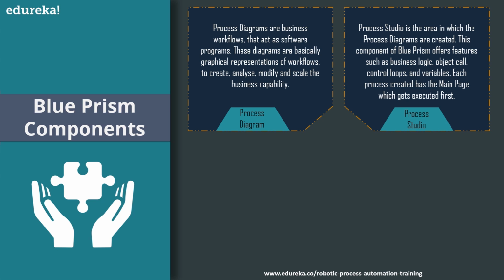Process Studio is the area in which the process diagrams are basically created. This component of Blue Prism offers various features such as the business logic, the object call, the control loops, variables, and so on, right? Now, each process created has a main page which executes first. So, when you create a process, it basically has a few pages based on how many pages you create. But initially, it has a main page and then it can have various number of pages. So when you execute the process, the main page executes first, right?